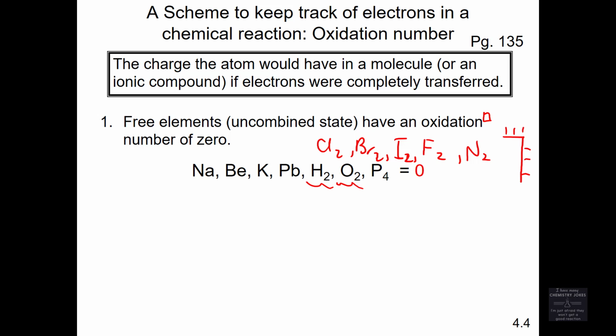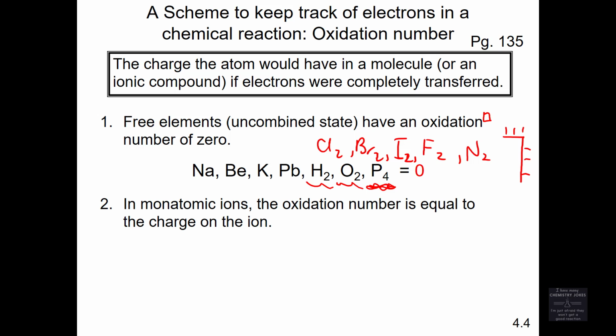So elements in their uncombined state, and those diatomics are all uncombined states. This is the natural base state of phosphorus as well. There are some other oddities like that. We won't talk much about those. Monatomic ions: the oxidation number is equal to the charge on the ion.